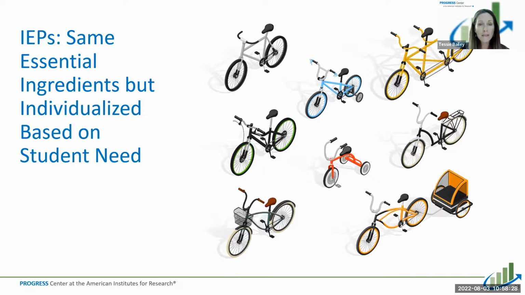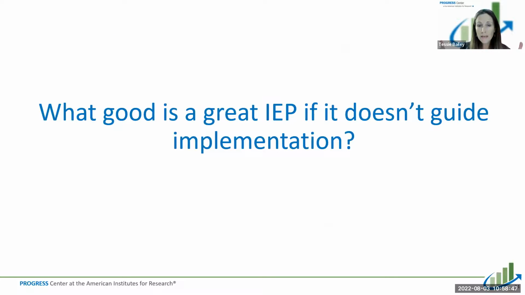COVID was really hard on me, so I need a little bit bigger seat, right? Or I've got really short legs, so I need smaller wheels. But ultimately, the parts are the same. So we're starting to individualize those parts based on that student's current reality. So what good is an IEP if it doesn't get implemented? And that's why I was mentioning that part about it.